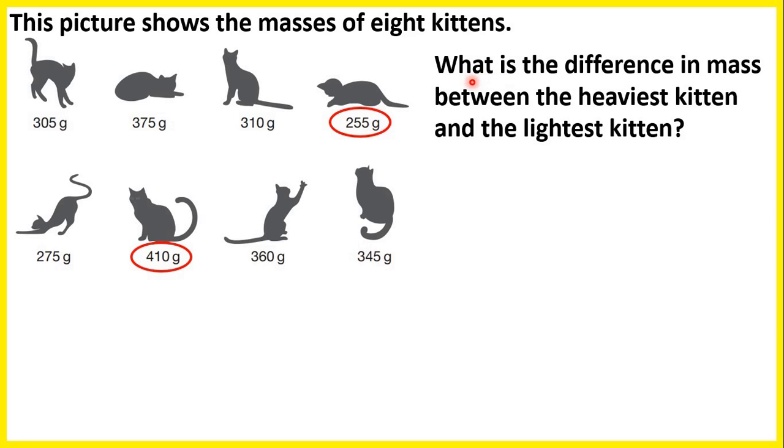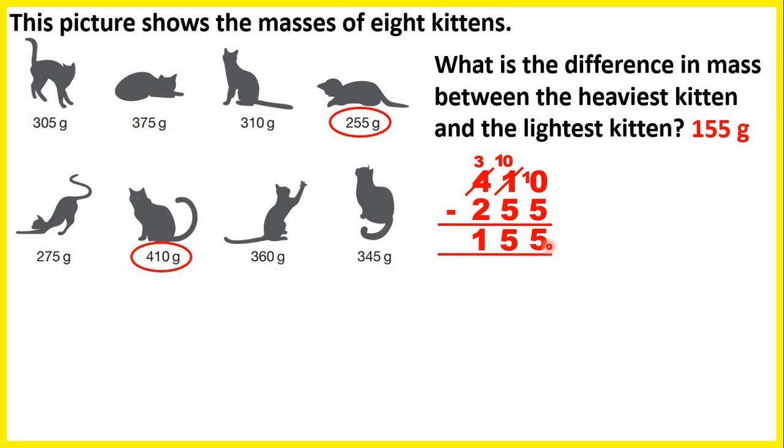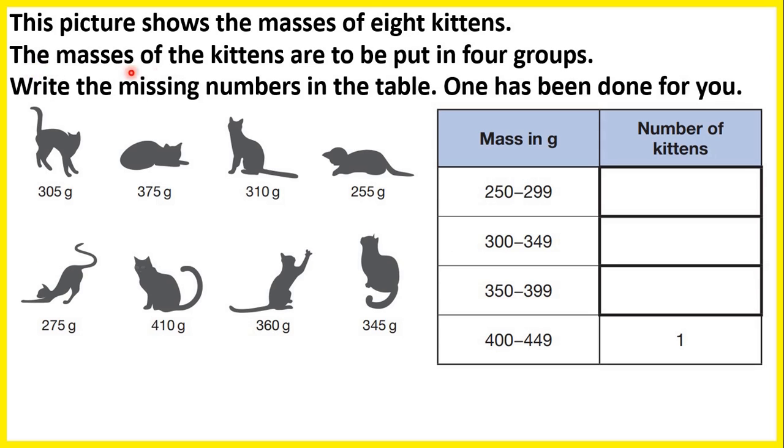So we need to know what is the difference, and we find the difference using subtraction. So 410 minus 255 is 155. So 155 grams is the difference. Now, the masses of the kittens are to be put in 4 groups. Write the missing numbers in the table. One has been done for you.